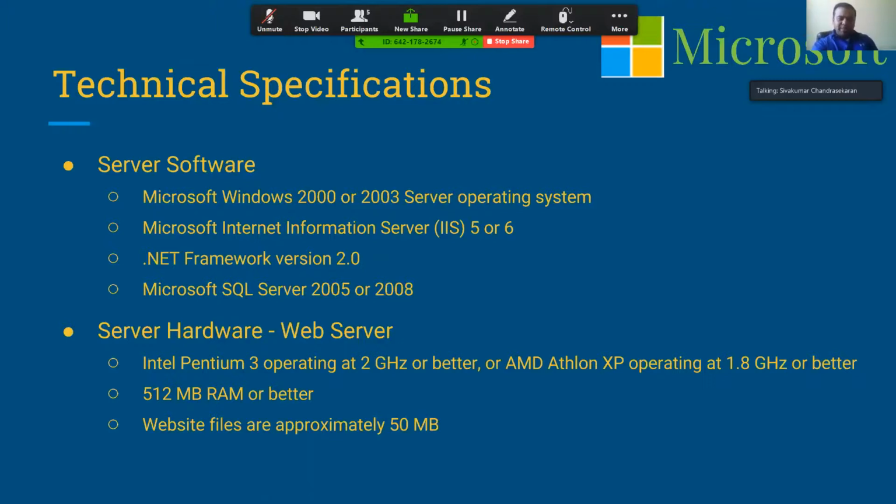Looking at the hardware on the web server side, I think it requires a minimum of Pentium 3, 2 gigahertz or better, and the AMD Athlon XP operating at 1.8 gigahertz. RAM, obviously, the minimum requirement is 512 MB or better, and the website file size is approximately 50 MB.